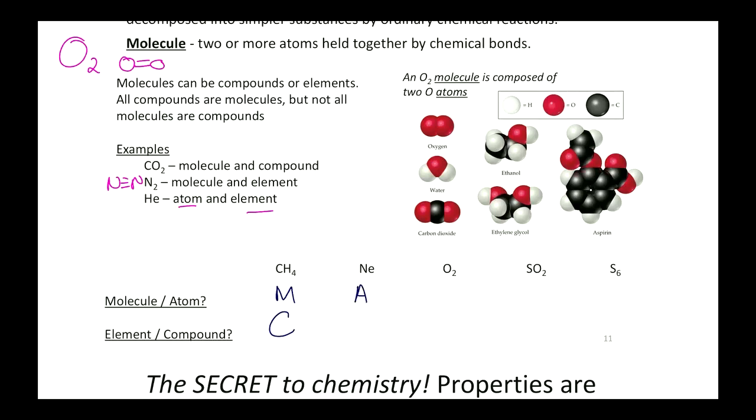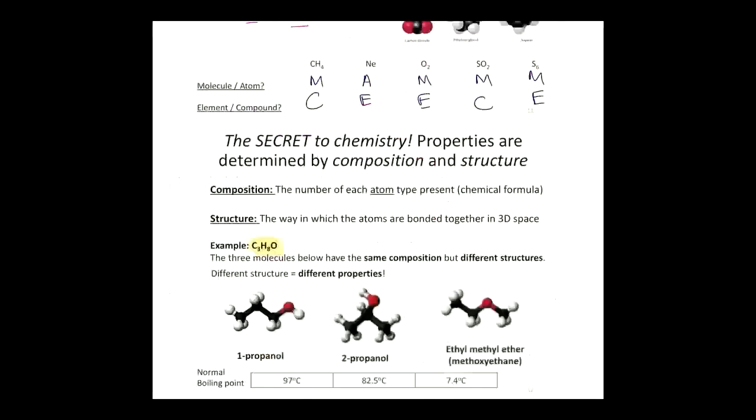Neon, what is that? Atom, because it's one thing, and then it is an element. All atoms are elements here. O2, molecule. So what makes oxygen different than neon here? Two, perfect. Yeah, the two oxygens are bonded, and then what is this? Element. Yeah, because oxygen is on the periodic table. Okay, SO2, molecule and compound. S6, molecule and element. Perfect, great. Okay, these are my favorite slides.